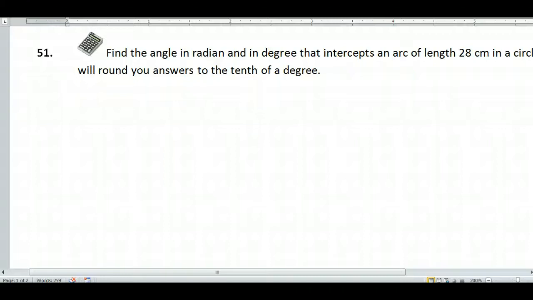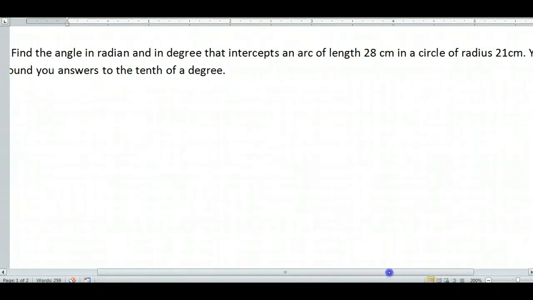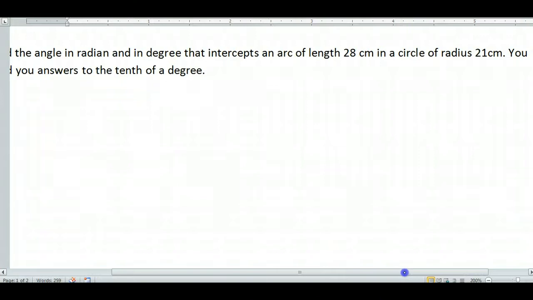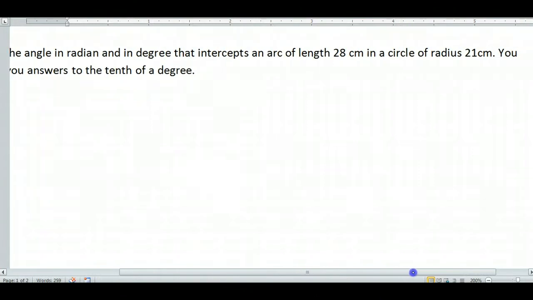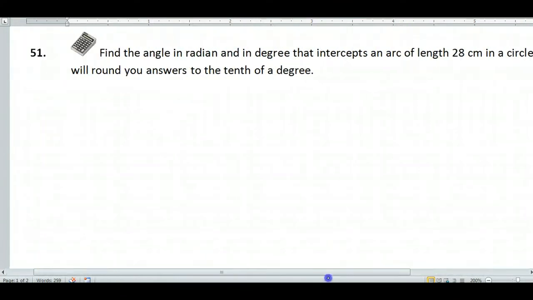Alright, last 10 questions. Question 51. Find the angle in radian and in degree that intercept an arc of length 28 cm in a circle of radius 21 cm. You will round your answers to the 10th of a degree.